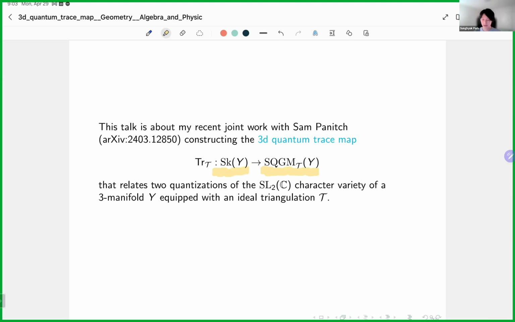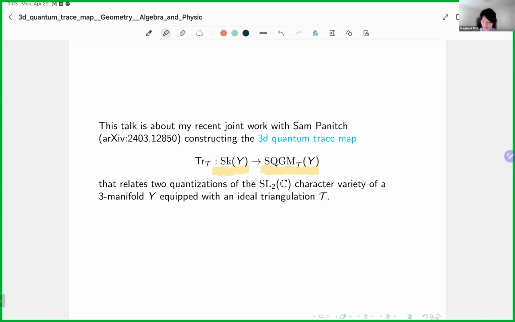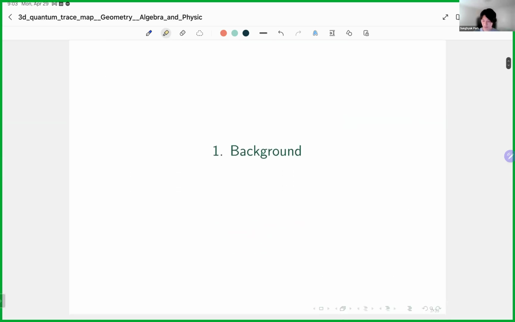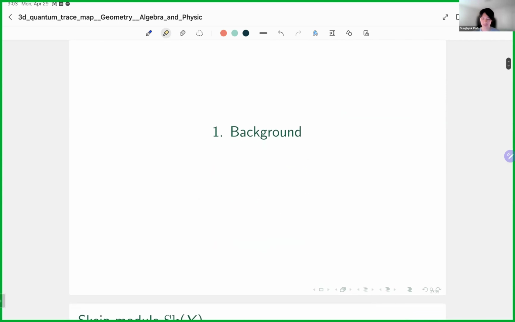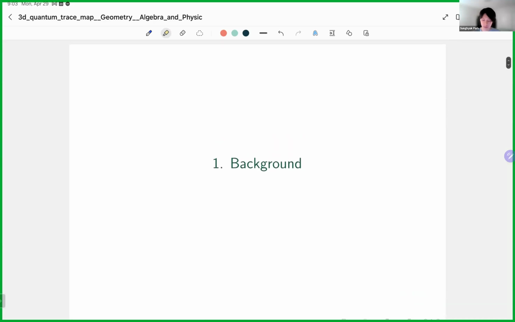Anyway, the goal of this talk is to tell you what this 3D quantum trace map is, and what are some of the ideas that go into this construction. So let me start by giving some background, since I assume that not everyone here is a quantum topologist.